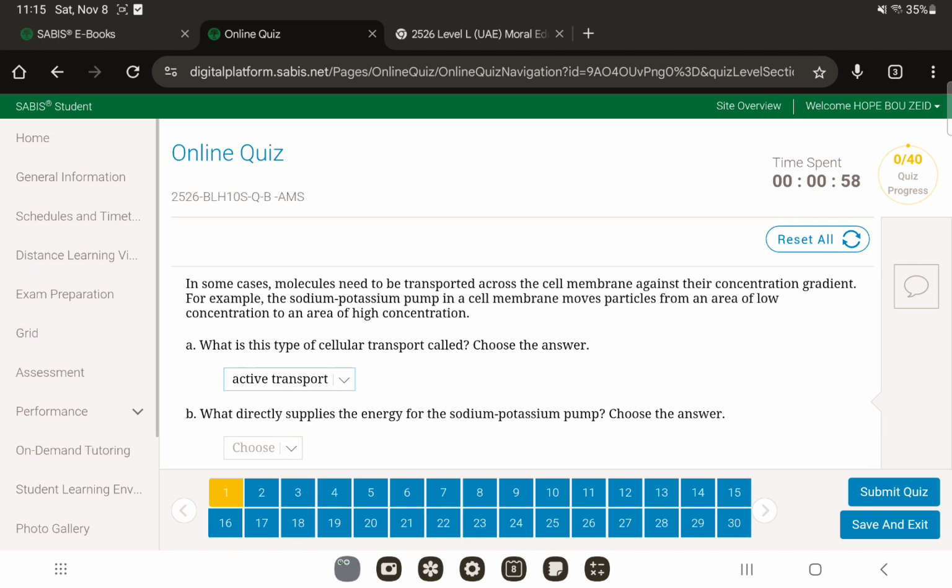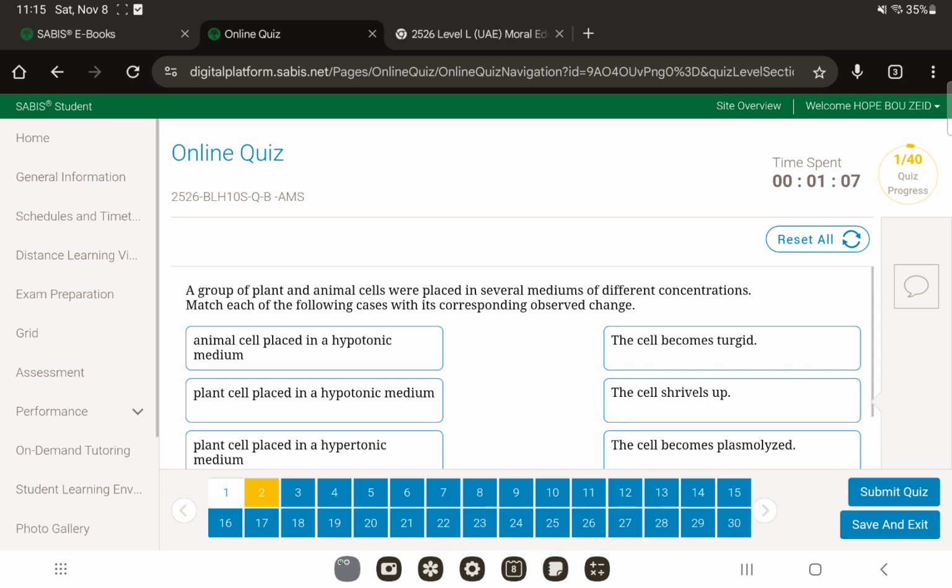And what directly supplies the energy for the sodium potassium pump? ATP. That's where the cell gets its energy from.